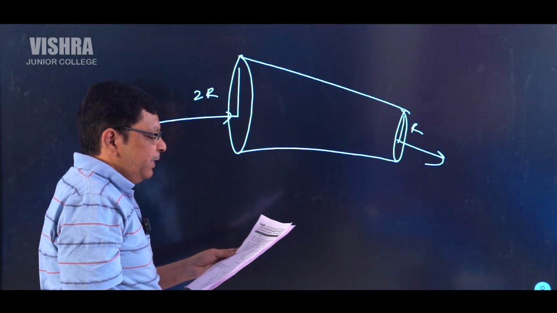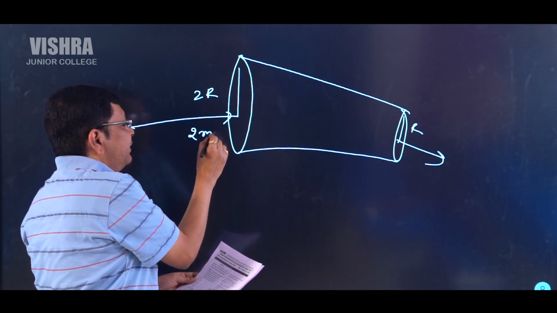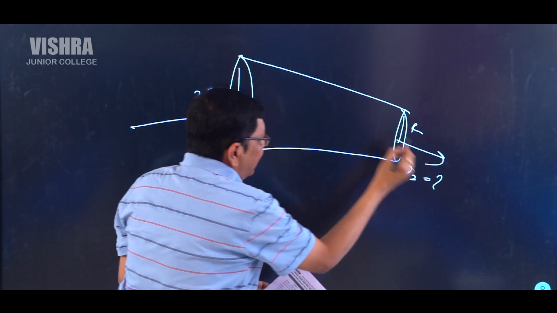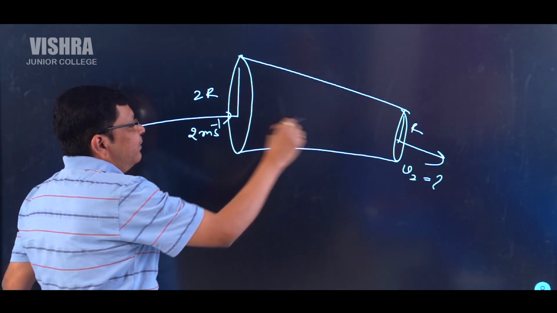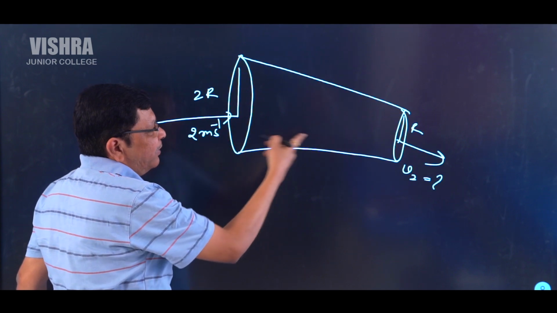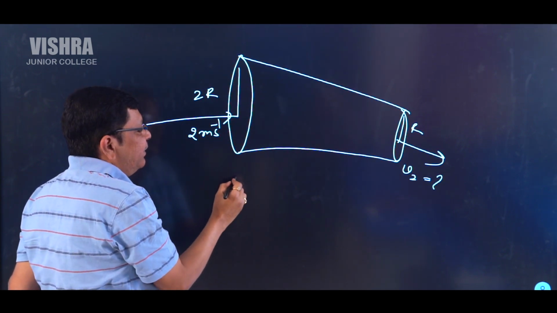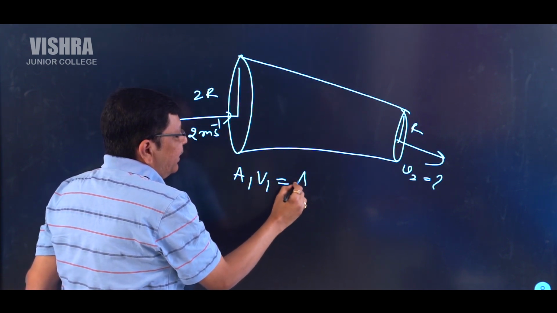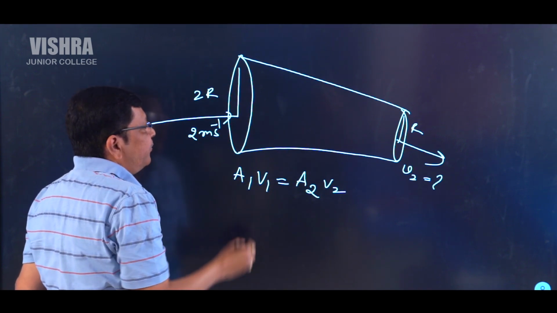The speed at one end is given as 2 meters per second, and he asked the speed of the liquid at the other end. Here it is incompressible and irrotational, non-viscous, and flowing steadily. We can go for the equation of continuity, area into velocity is the same everywhere. So A1 V1 equals A2 V2.